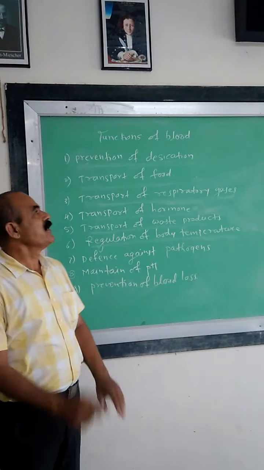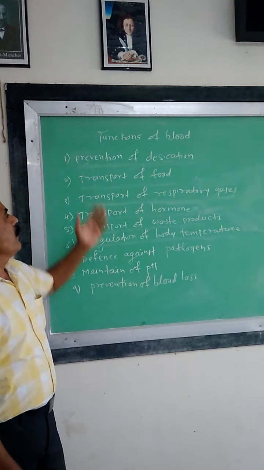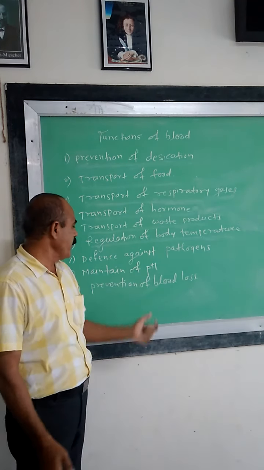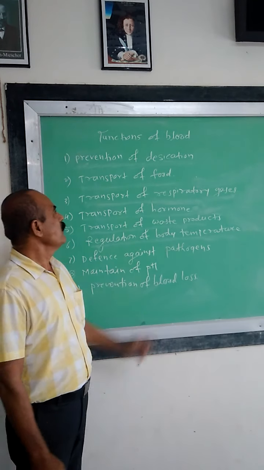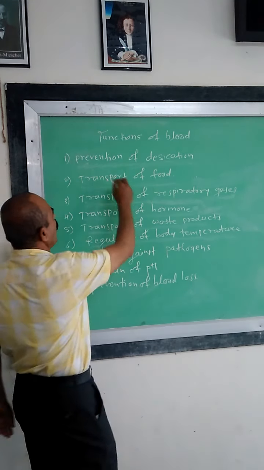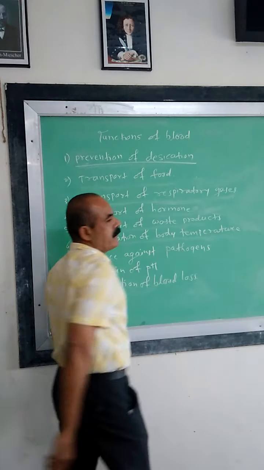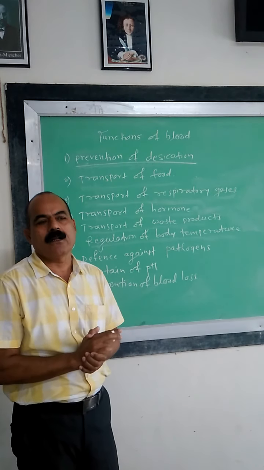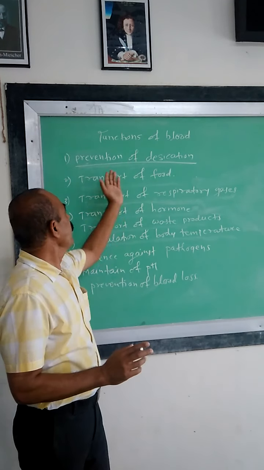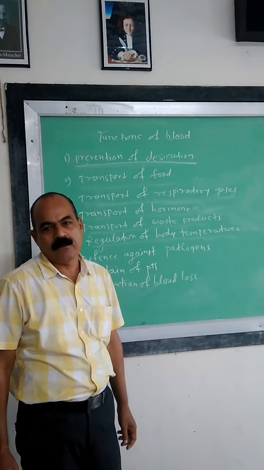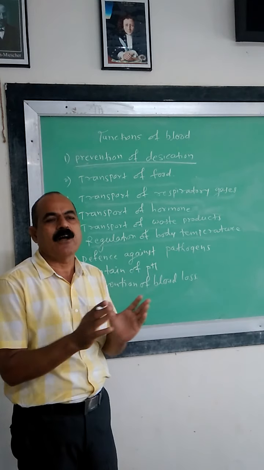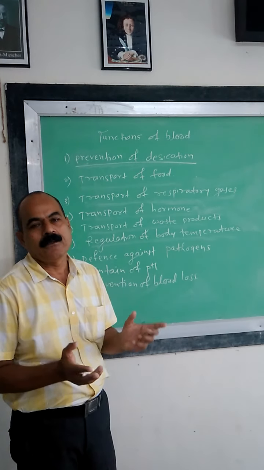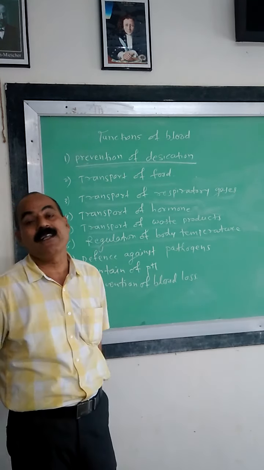Today we study the functions of blood. Here, I have already mentioned 9 functions of the blood. The first function of blood is the prevention of desiccation. Blood contains water, and due to the presence of water, it can prevent desiccation. So blood cells or any parts of the blood can't get dry. This is the main function of prevention of blood desiccation.